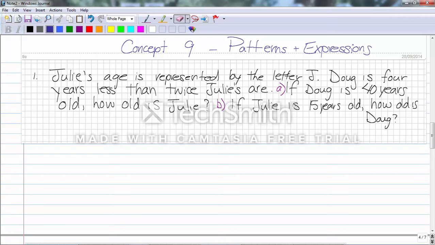First question. Julie's age is represented by the letter J. Doug is 4 years less than twice Julie's age. A. If Doug is 40 years old, how old is Julie? B. If Julie's 15, how old is Doug?